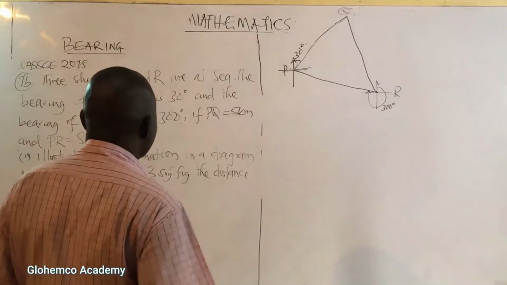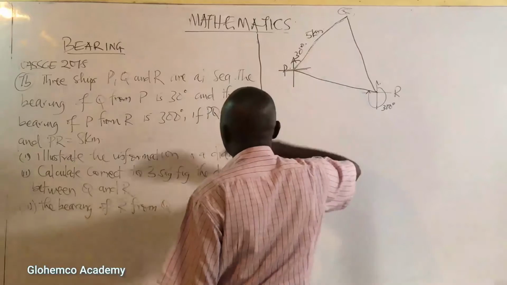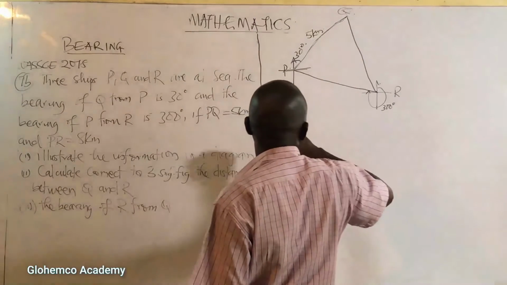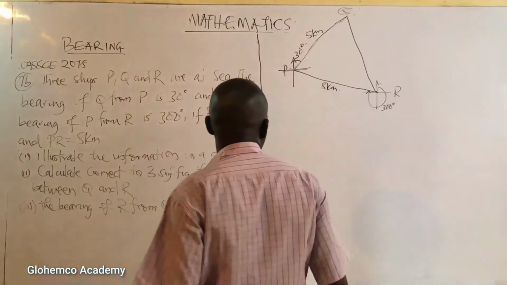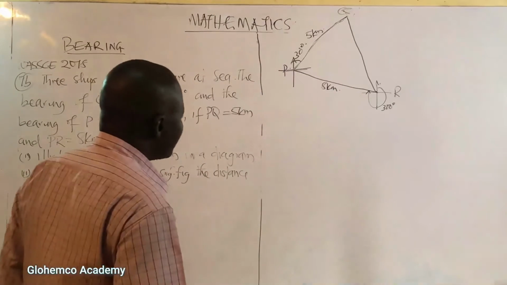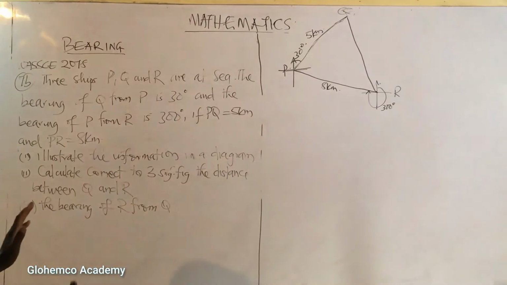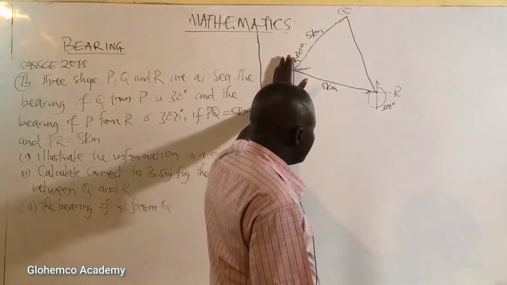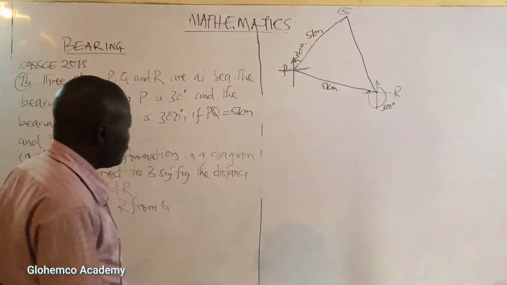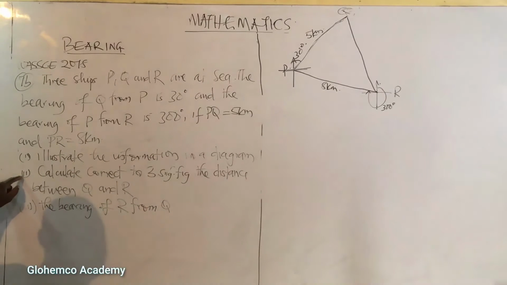If PQ is 5 kilometers and PR is 8 kilometers, this is the diagram that we have to draw. Drawing this diagram, there is a mark like this. Then, from the diagram, you have to continue question 2.